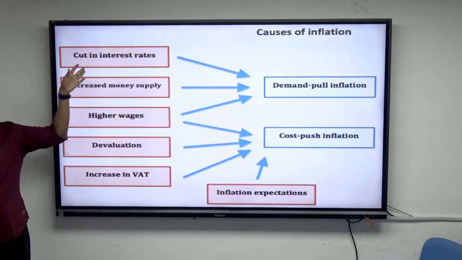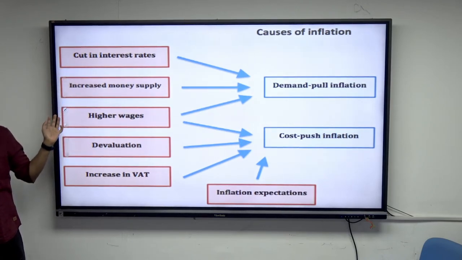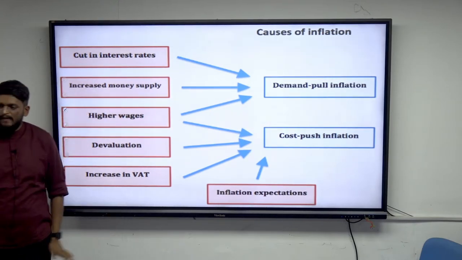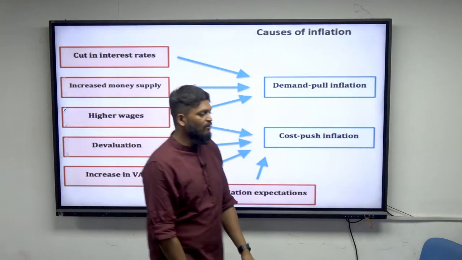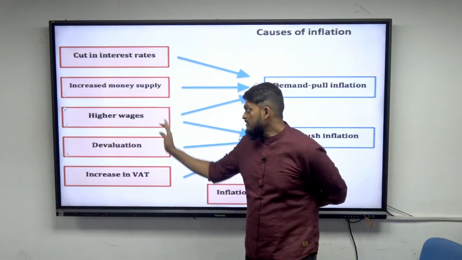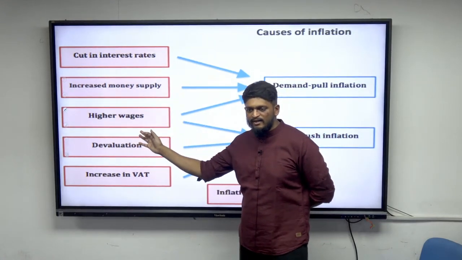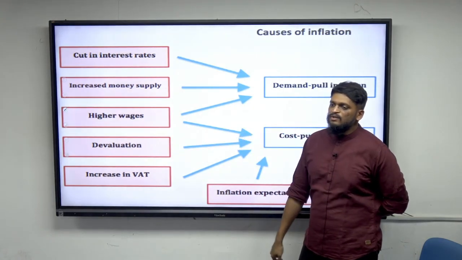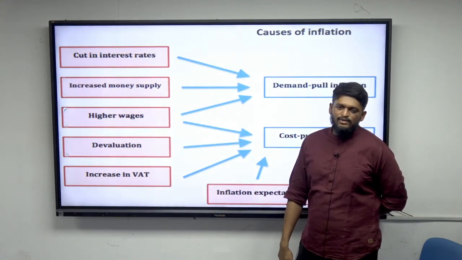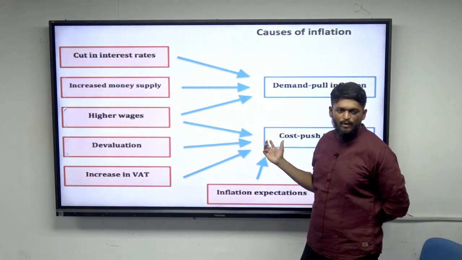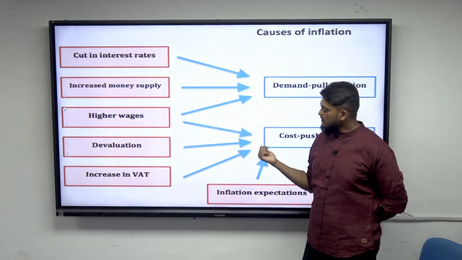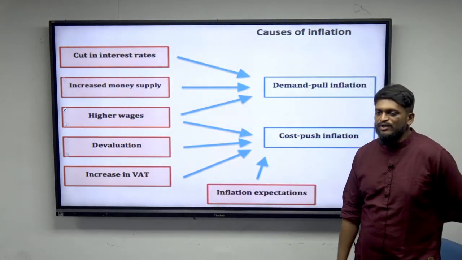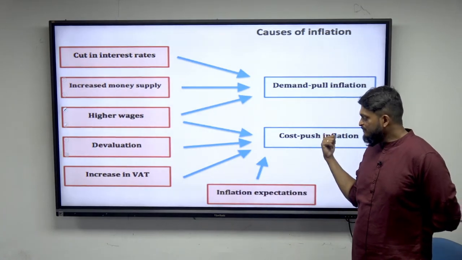Interest rates, if they are reduced, what happens to money in the hands of people? It will increase. Then demand will increase. Demand pull inflation. Increased money supply because of any reason. If more money is there in the economy, then what happens to demand? Increases. Demand pull inflation. Higher wages, more money in the hands of people. Demand pull. But what is interesting about higher wages is, wages are also a factor of production. That means labor is a factor of production. As a factor of production becomes costly, what happens to product price? Also increases. That means these higher wages are creating both demand pull inflation and cost push inflation at the same time because of this reason.